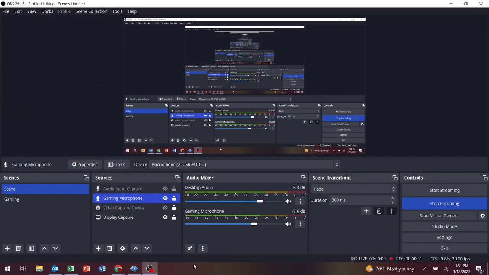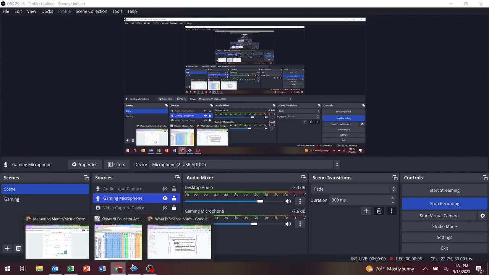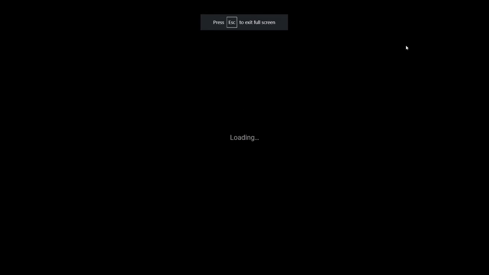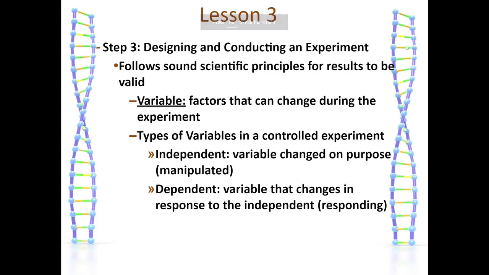Welcome back to 6th grade lesson 3 of unit 1, part 2 notes. So this second half of notes, we're going to keep moving forward with how to design an experiment.